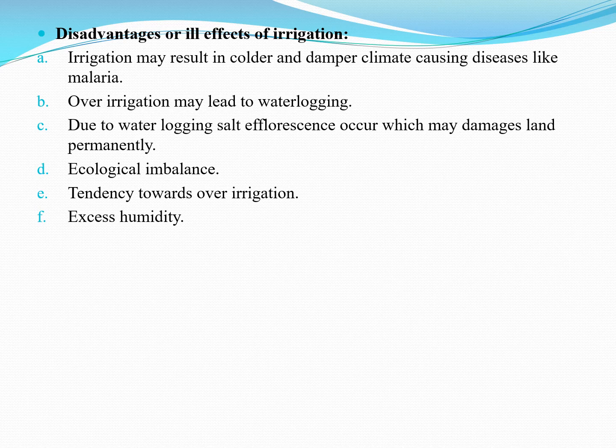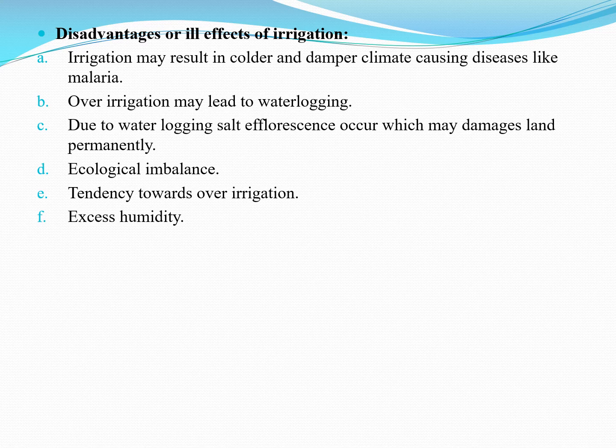Second disadvantage of irrigation system is damp climate. By providing the irrigation system, it creates a damp climate. So the temperature of the command area of an irrigation project may be lowered and the damp climate prevails, which adversely affects the health of people living in that area, and the irrigation may result in colder and damper climate causing diseases like malaria.